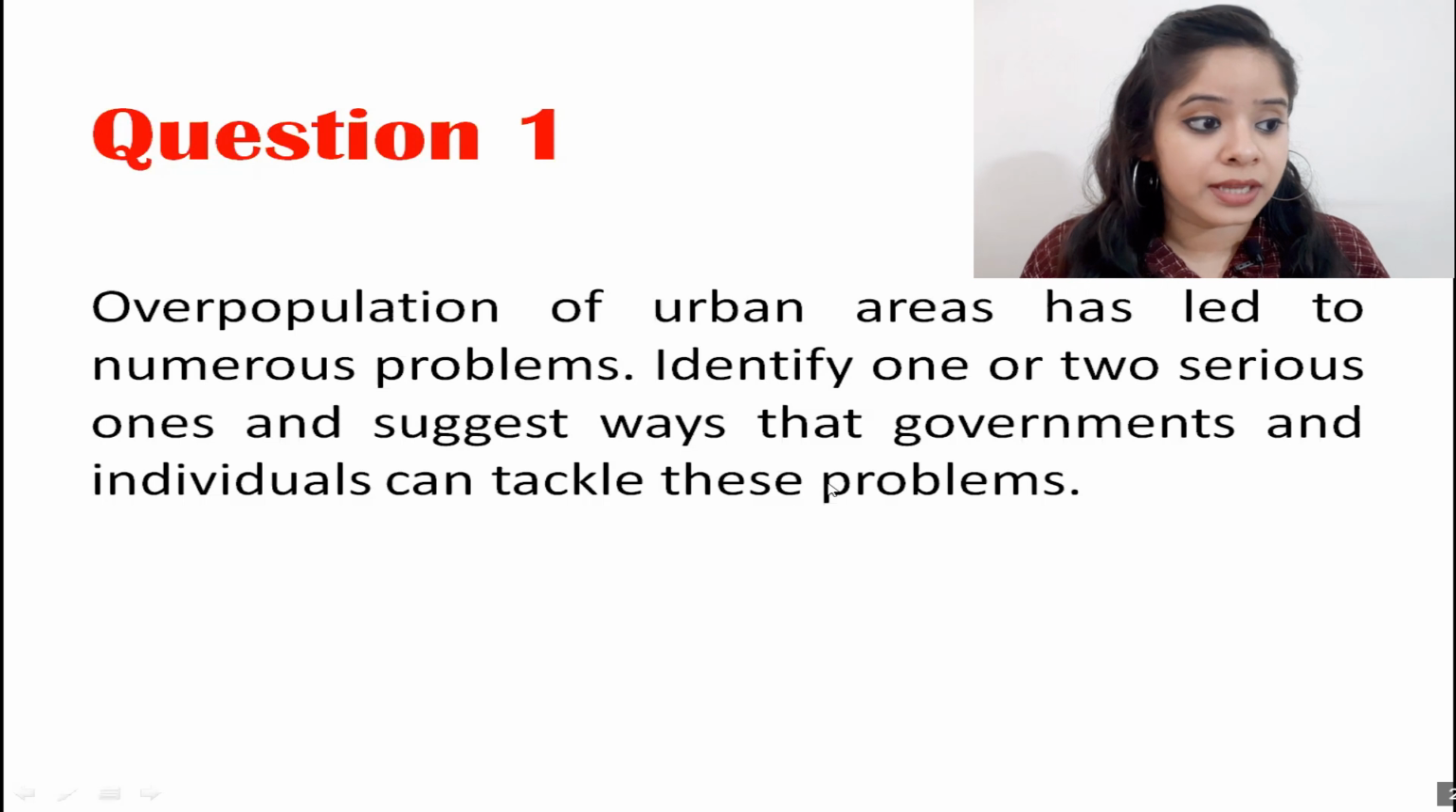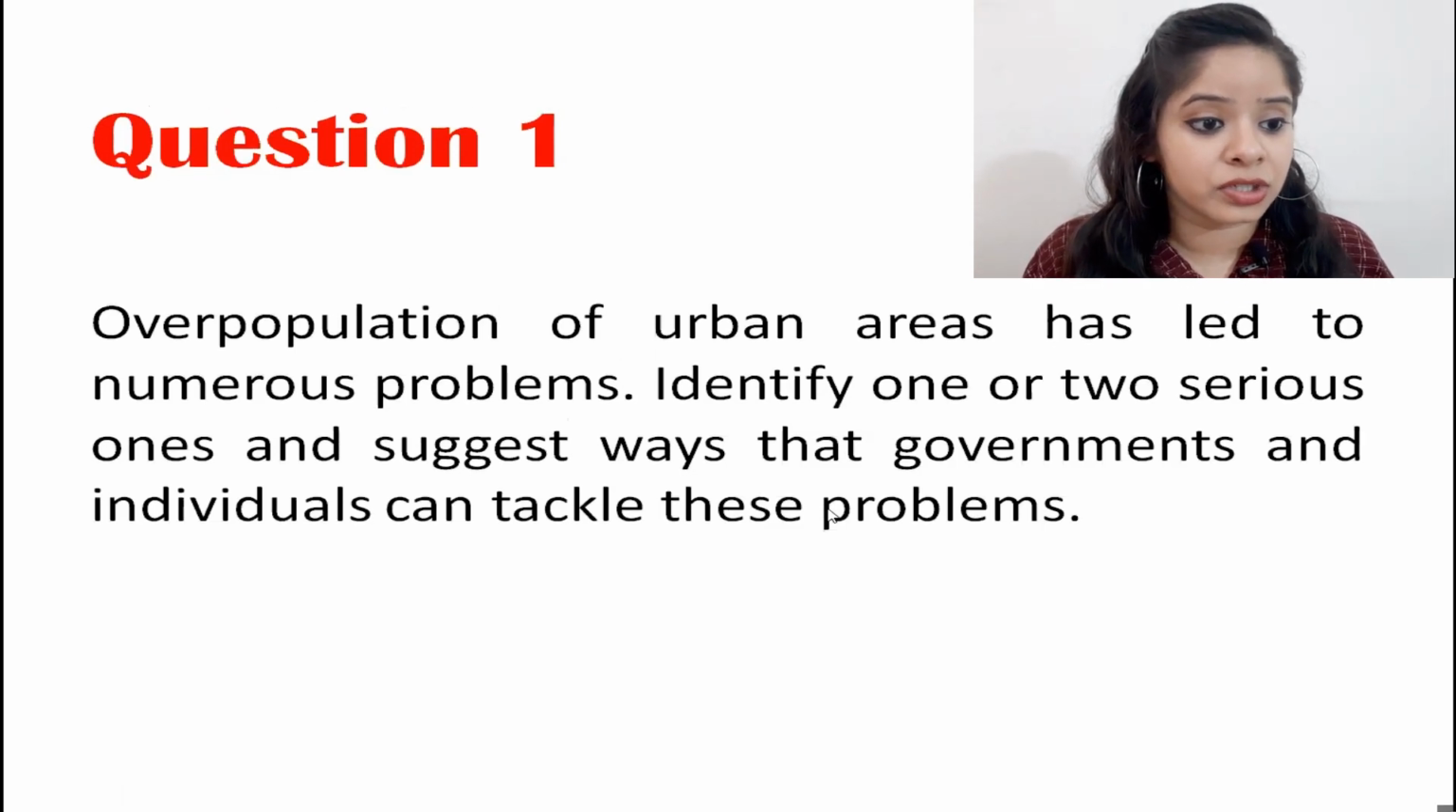Overpopulation of urban areas has led to numerous problems. Identify 1 or 2 serious ones and suggest ways that governments and individuals can tackle these problems. In the first 2 body paragraphs we will be discussing the problems, and in the third body paragraph we will be discussing the solutions from the governments' and individuals' side. Alright, so let's have a look at how to write the first body paragraph.